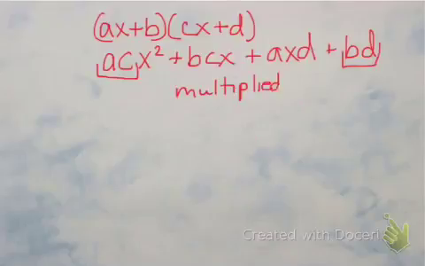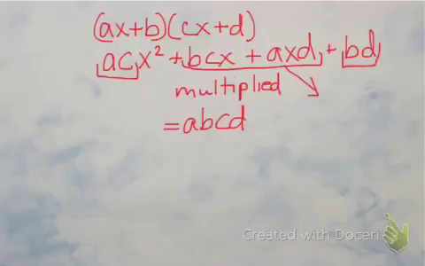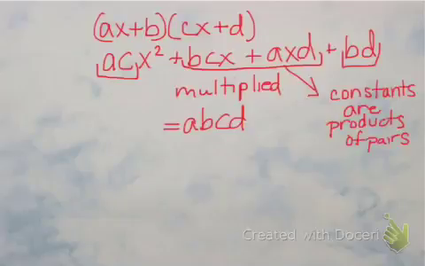So the first and the last are pretty easy. You can see that we have multiplied a times c for the first term and b times d for the last term. When we look at the middle terms, the constants are products of pairs of a, b, c, and d.